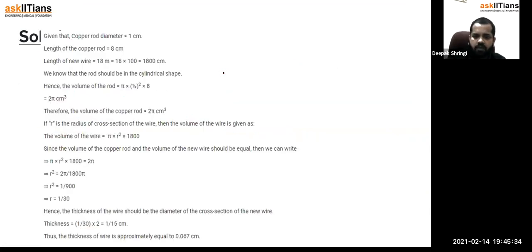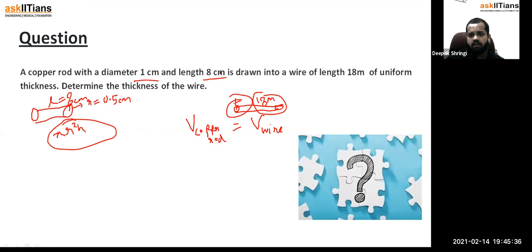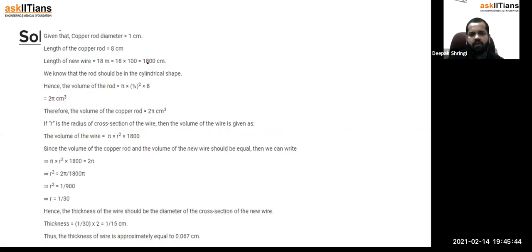Okay. The main point is to just look at your units. Equate the units also, like centimeters given and 18 meters. So just convert first 18 meter into 18 into 100, like 1800 centimeter. Okay, so first we'll calculate the volume of rod.